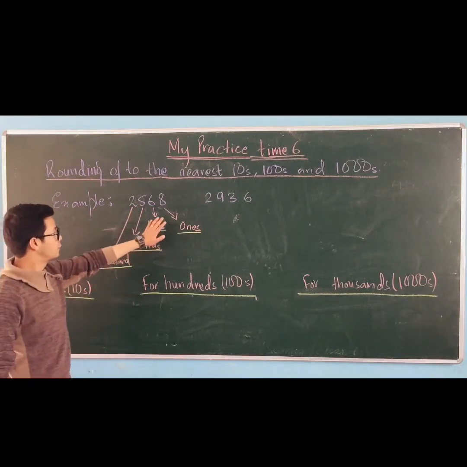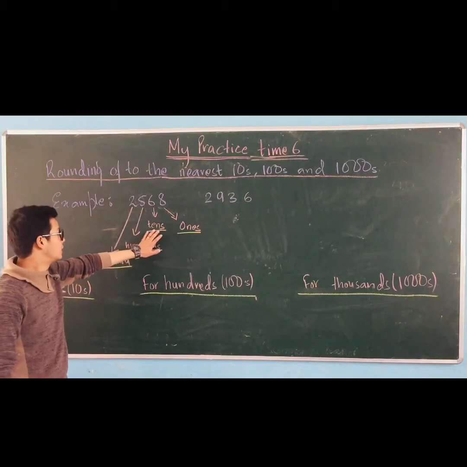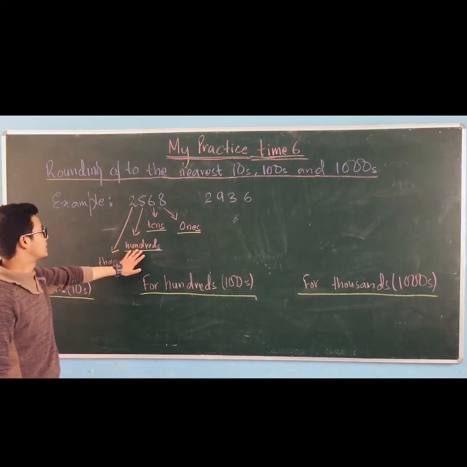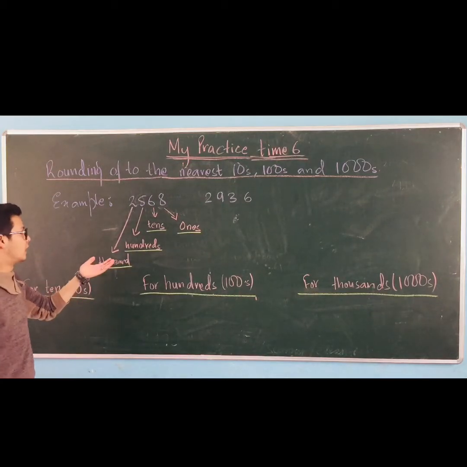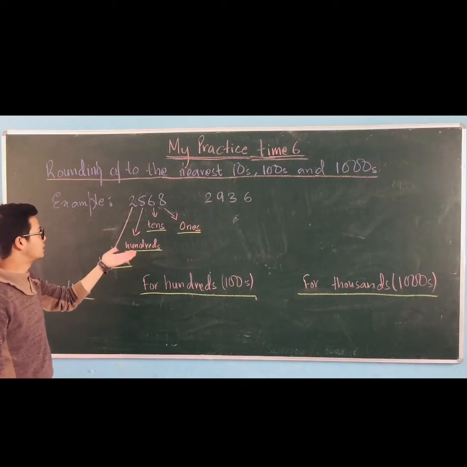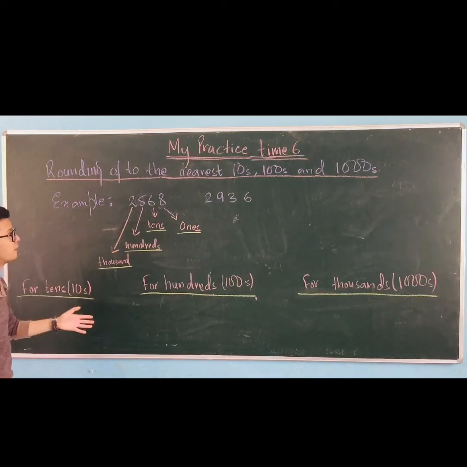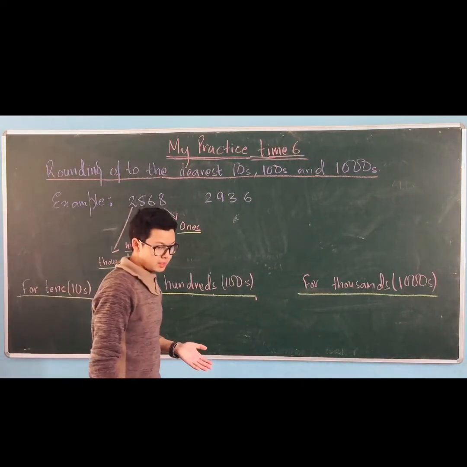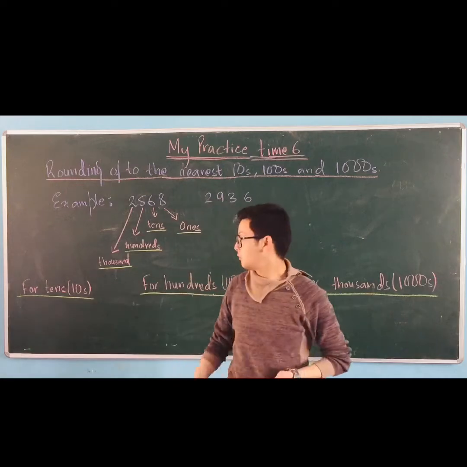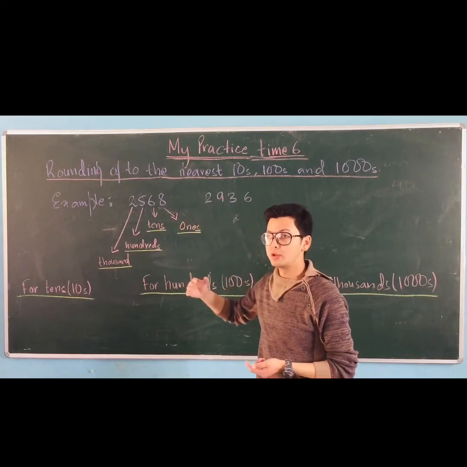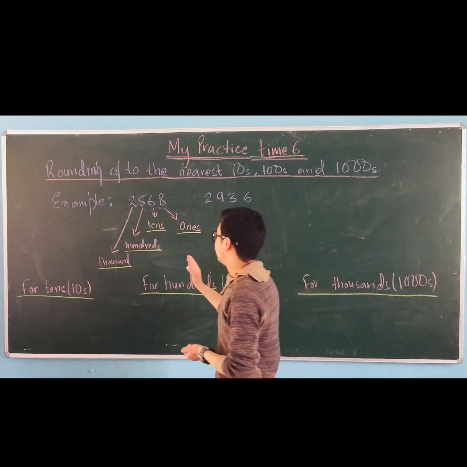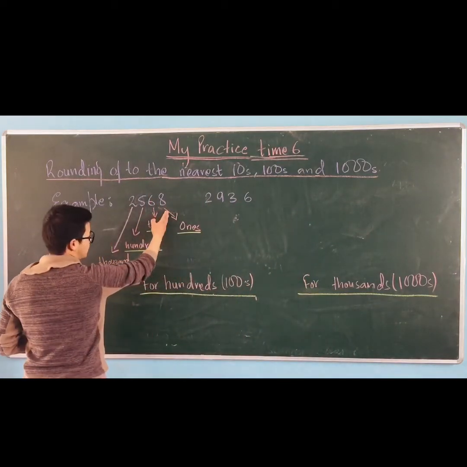2568. Obviously 8 is ones, right? 6 is tens, 5 is hundreds, and 2 is thousands. It is placed in that order. 8 is in ones, 6, and so on. Now, if you want to change this number to the nearest tens, what you have to do is look at the ones digit.